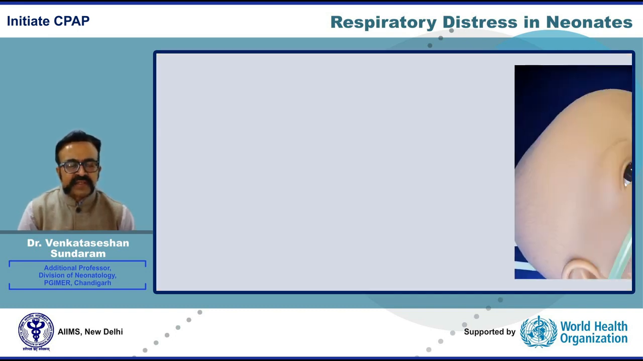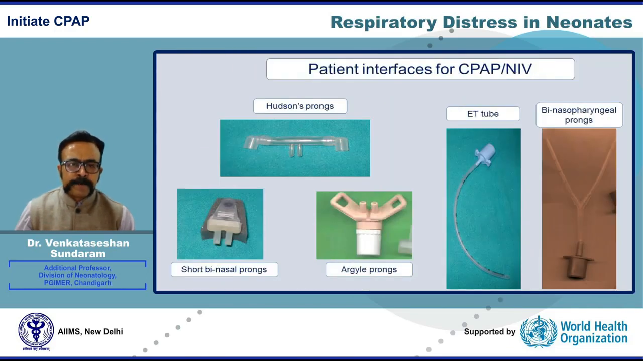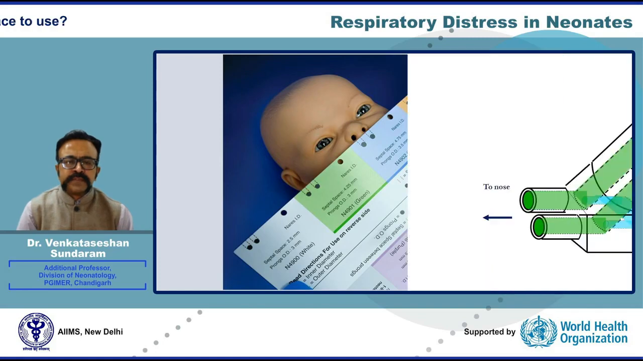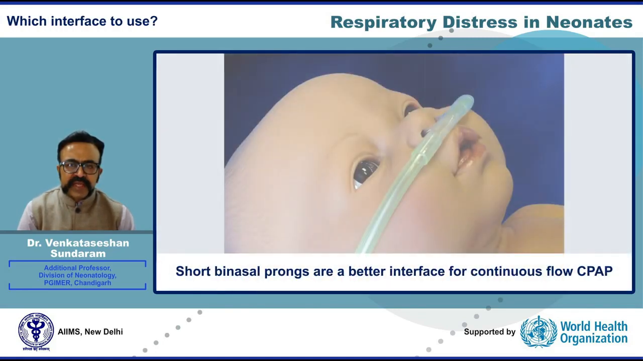This slide and the next two slides show the common interfaces available in the market. A lot of studies have compared various patient interfaces. Based on the available scientific evidence, binasal prongs of a shorter length are the better interfaces for continuous flow CPAP delivery. Common prongs such as the Hudson prongs and the more recent RAM cannula fall in this category.